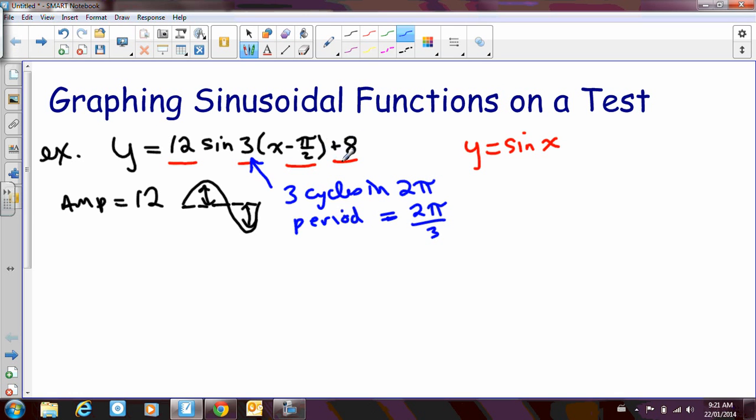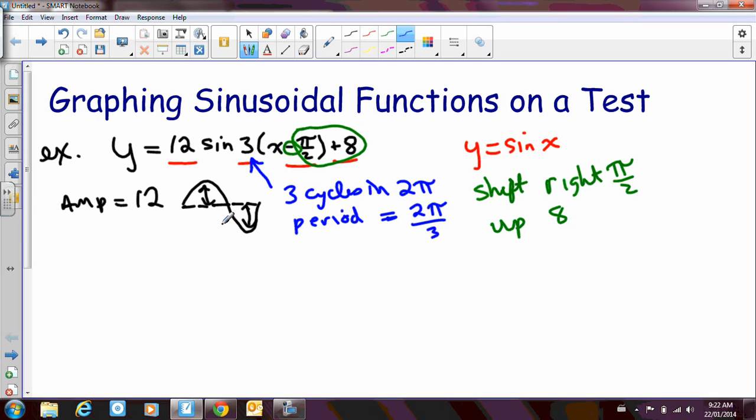The last two terms here I can summarize in one step. What does this tell me? Don't forget about the minus sign. The graph is going to shift right 90 degrees, pi over 2, and up a distance of 8. Okay. So now when it comes to actually drawing the graph, this is the information I'm going to display.